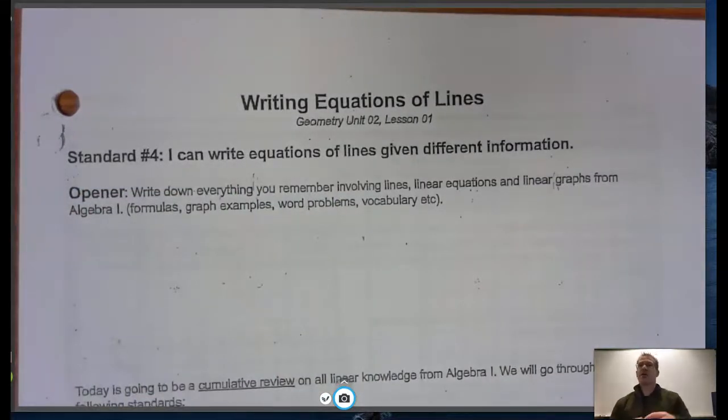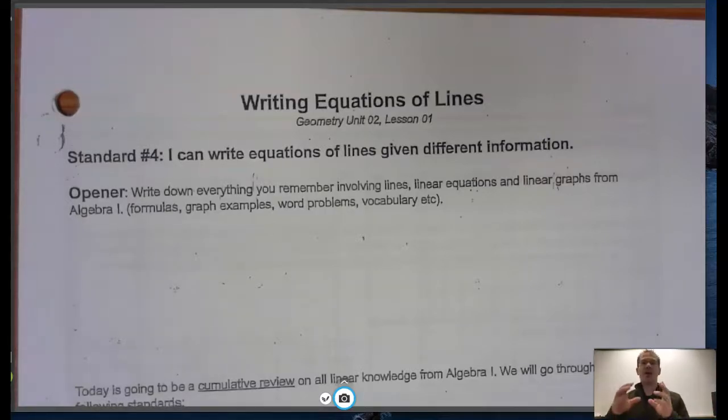So we're going to look at lines graphed. We're going to look at lines given in tables. We're going to look at just given a couple points. We're eventually going to get to writing parallel and perpendicular lines. That also means that you need to be able to write lines in different forms. So horizontal, vertical, slope-intercept form, point slope form, all those types of things.